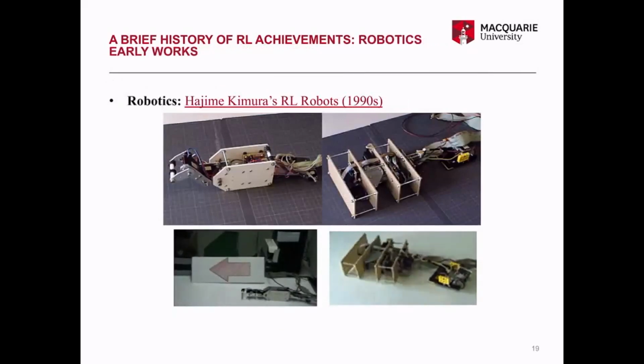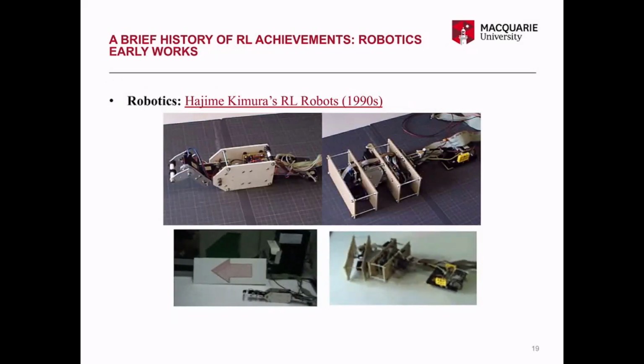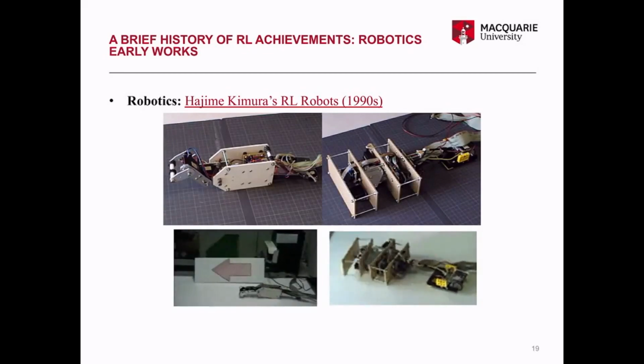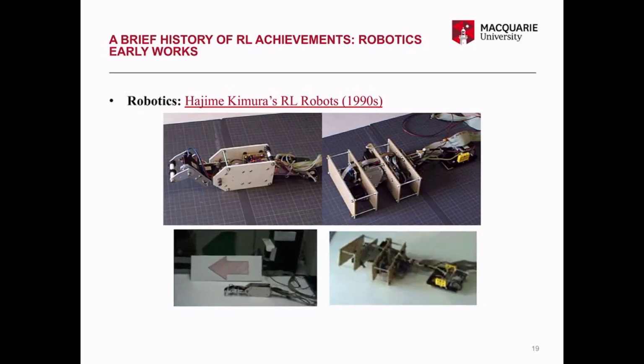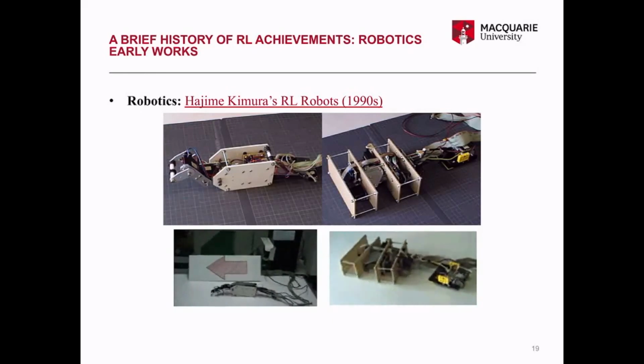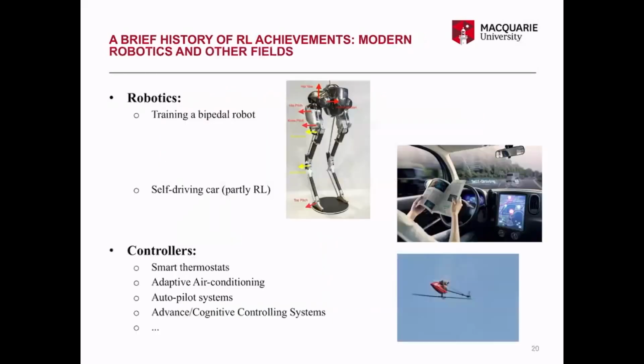So these are early works. So you can see that this is from 1990s, and the one on the bottom left is a bit creepy, but it looks like a severed hand of a zombie. But little by little, it learns how to crawl, and eventually it kind of managed to do that. And the other one learned how to crawl in a kind of lizard way. And these are kind of early works of robotics and a combination of robotics and reinforcement learning.